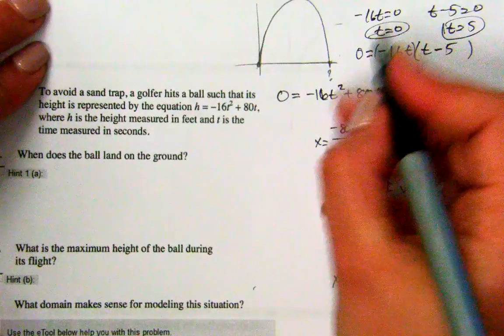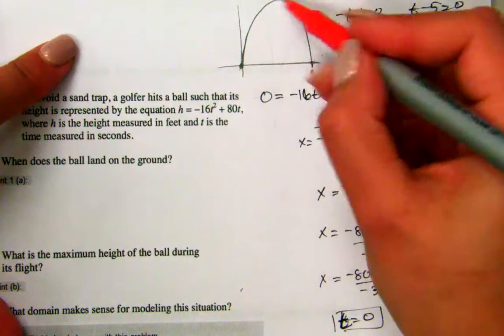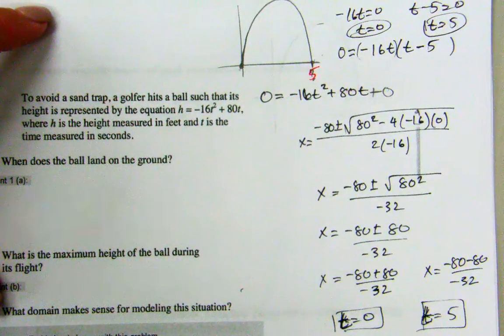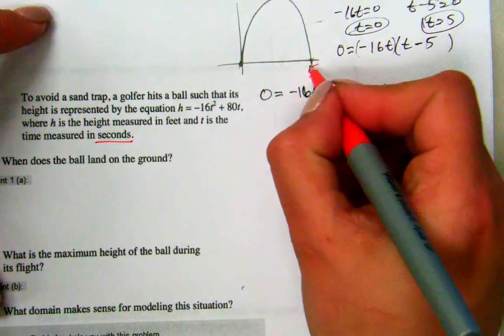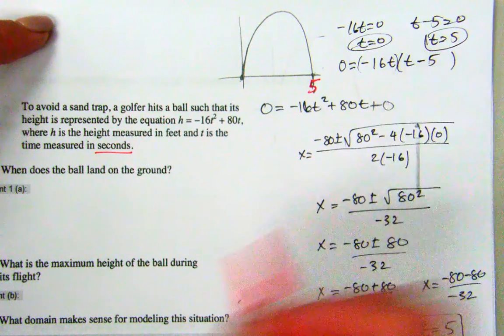So that means at 5, if you go back to your parabola, when the golf ball is in the air, at time 5, I'm assuming seconds. What was it? Oh, measured in seconds. So at 5 seconds, it's going to come back down and hit the ground. Okay, so when does the ball land on the ground? Okay, in 5 seconds. There you go.